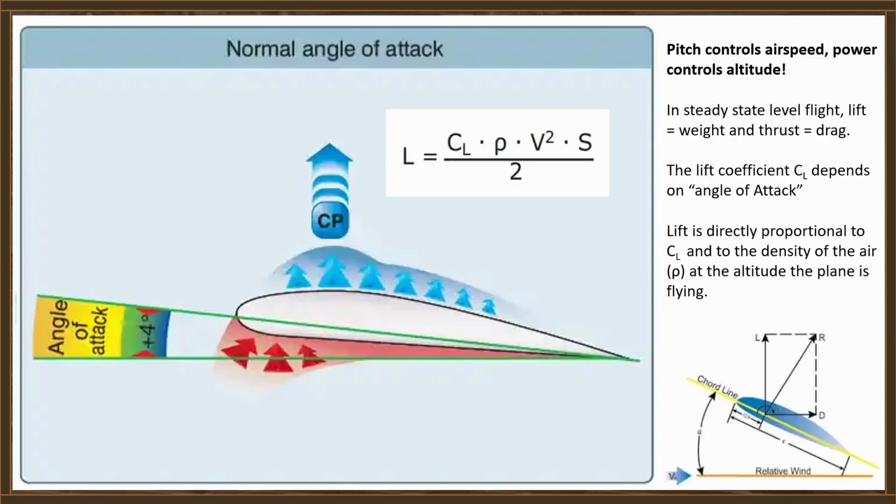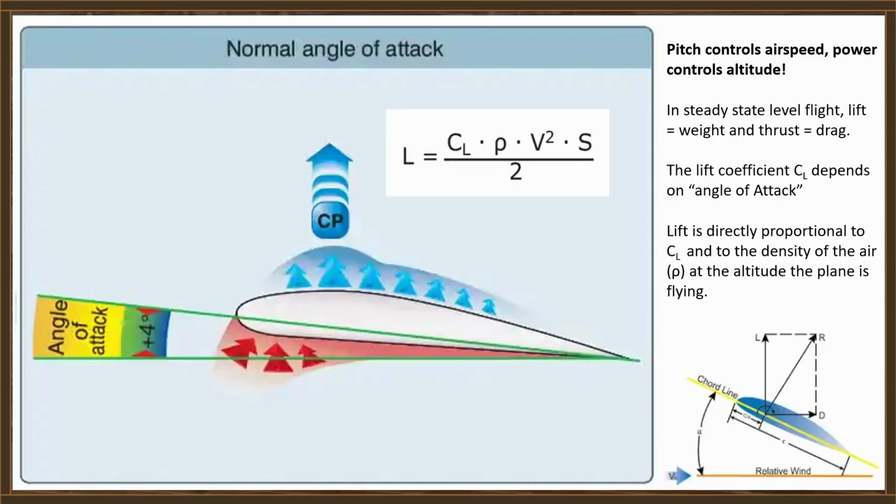In steady state flight, lift has to equal weight and thrust has to equal drag. If that's not true, the aircraft is either climbing or descending or speeding up or slowing down. You see the lift equation on the left there, and it simply says that lift is the coefficient of lift times the density of the air the plane is flying in times the square of the airspeed times the surface area of the wing, divided by 2.